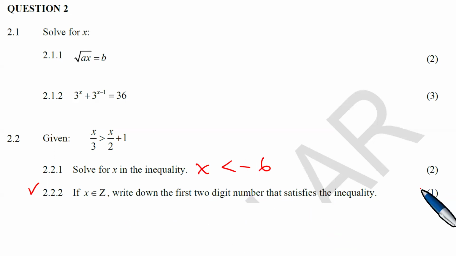It's 1 mark, just for you to pass. It's like going to matric. They want to push you to matric. They're giving you something easy so you can score 100 and go to matric and finish school. If x is an element of z, write down the first two-digit number that satisfies the inequality. Anyone? Nkosinathi Ompo.